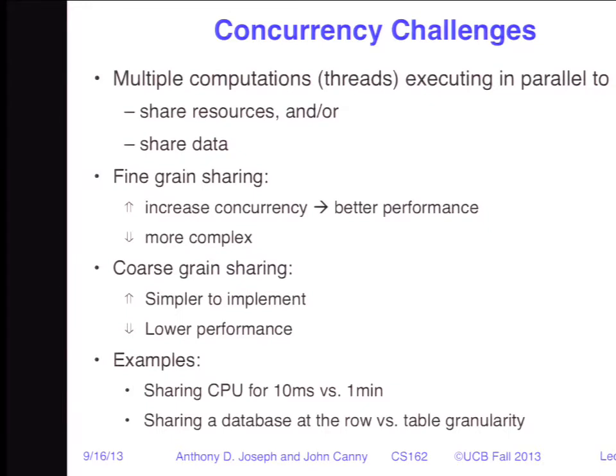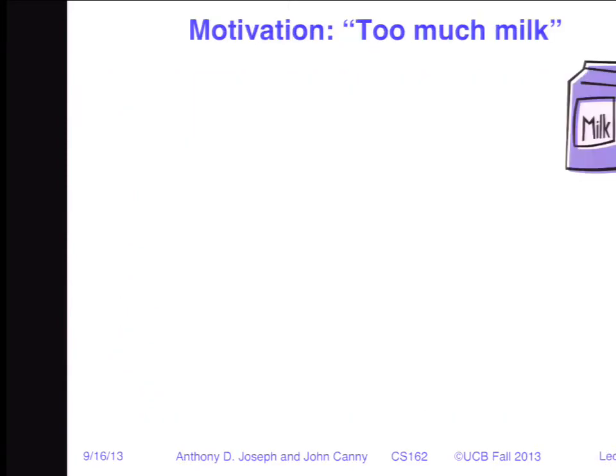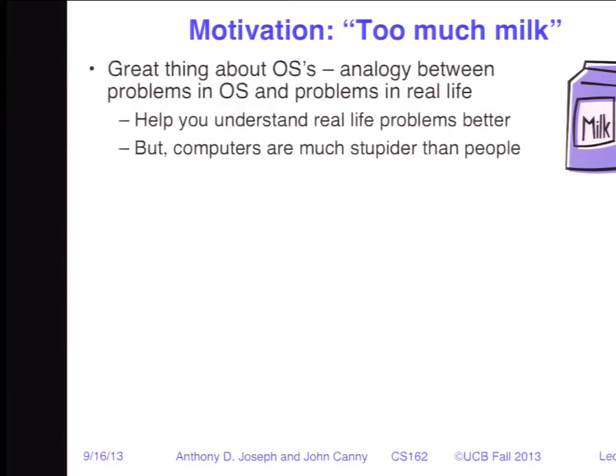Okay, so the example we're going to use as a motivating example is an analogy that is drawn from the real world. And this is the cool thing, I think, about operating systems. Right? You can take lots of things that we have as problems in the real world and abstract that into the operating system, or vice versa. Right? The key difference here, however, is that computers are not intelligent. People are. And maybe along the way, you know, we'll learn some life lessons.